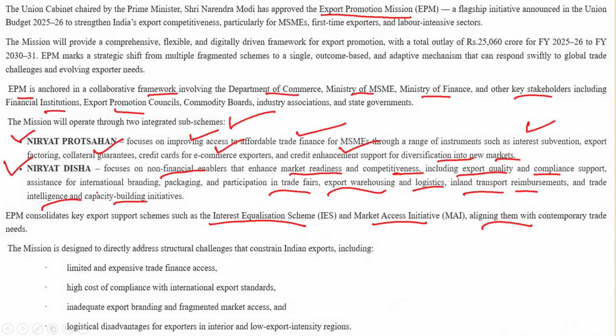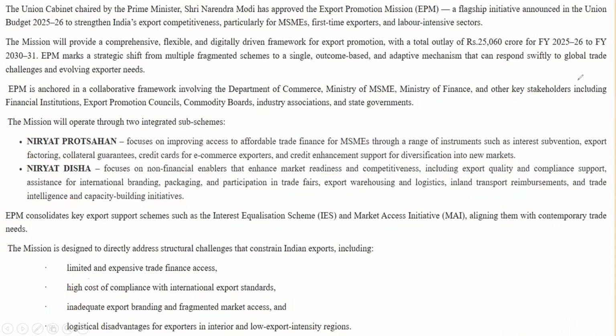The mission is designed to directly address: first, limited and expensive trade finance access; high cost of compliance with international export standards; inadequate export branding; and fragmented market access and logistical disadvantages for exporters in interior and low export intensity regions. So these are the main focus areas in this. This is important from the exam point of view. Okay, so we'll see next.